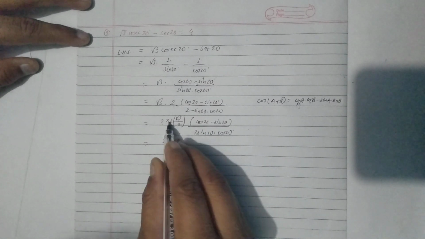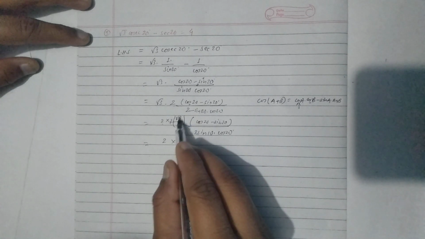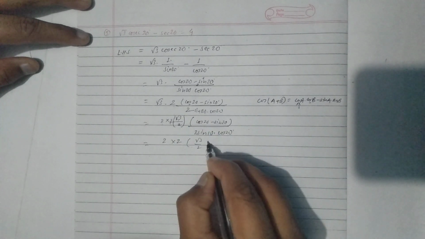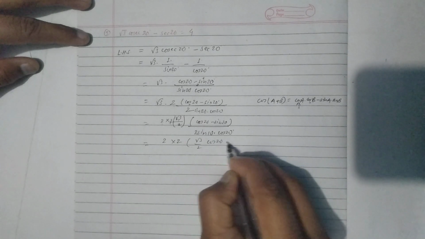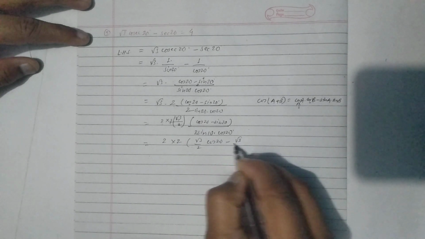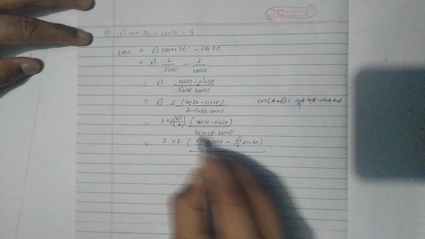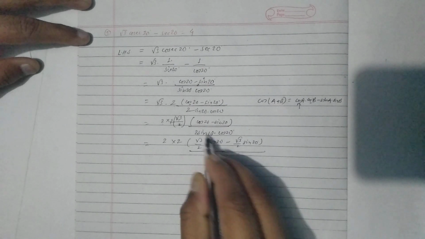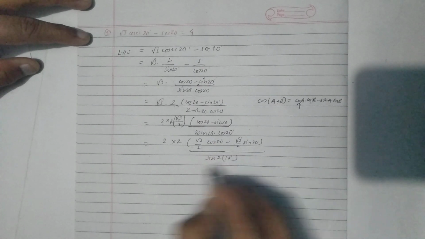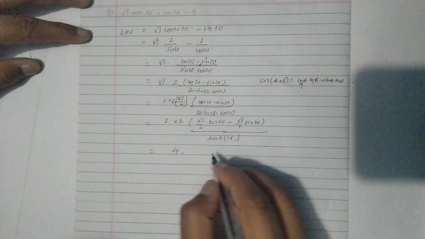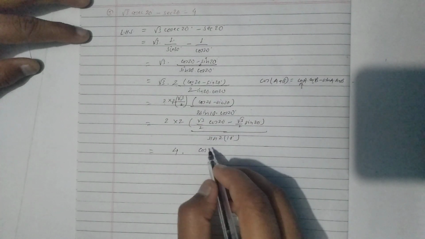So now see here, 2 into 2. Now we have to multiply root under 3 by 2 inside this bracket. So root under 3 by 2 cos 20 minus root under 3 by 2 sin 20, upon, this is the formula of sin 2A. Sin 2A means sin 2 into 10. So this is 4. Root under 3 by 2 is the value of cos 30.